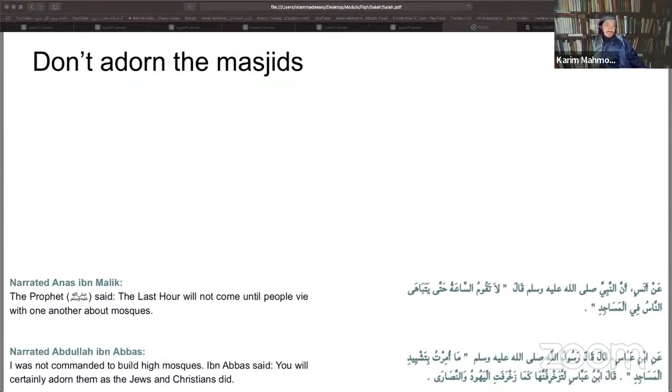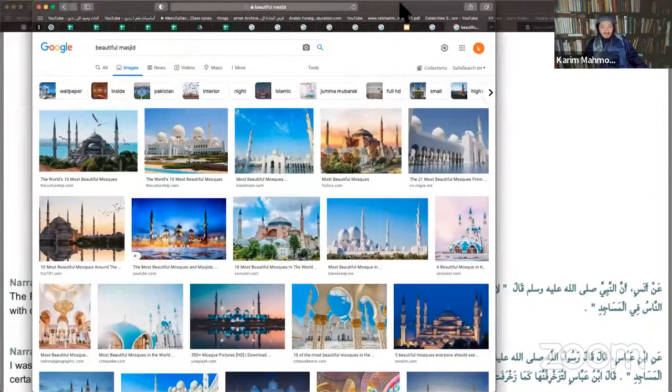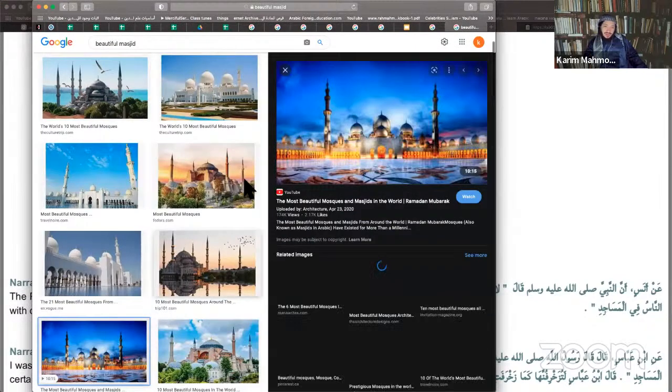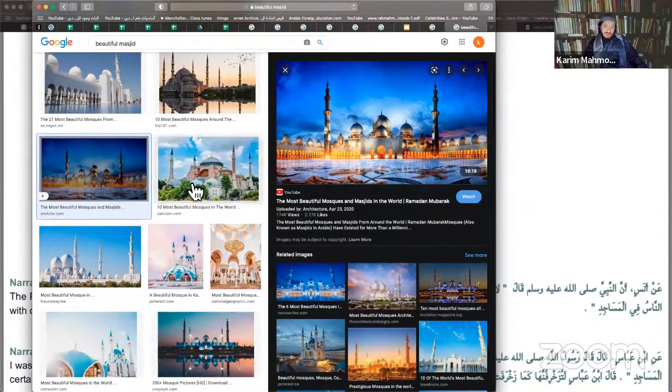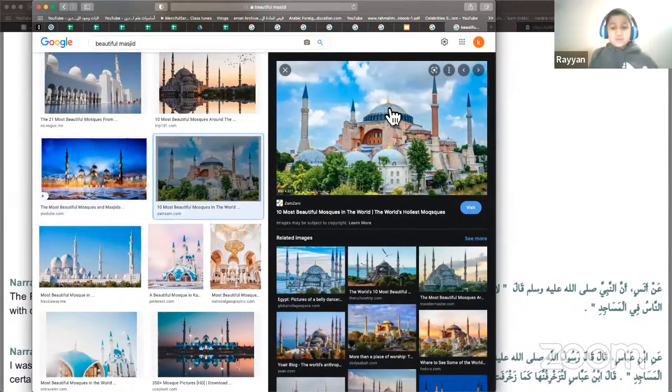Adorning masjids, meaning making masjids beautiful. Now, is that a good thing? No, you can't adorn them, or rather you just shouldn't. Now, why is that exactly? Because the Prophet ﷺ mentioned it. You see this masjid here, right? Amazing looking masjids and lights and cool things and all of that. Look at this big monument.